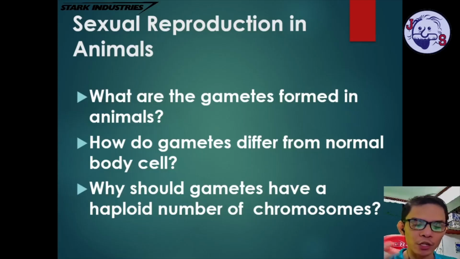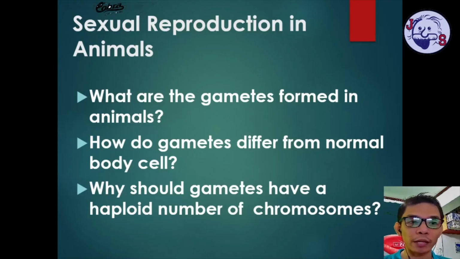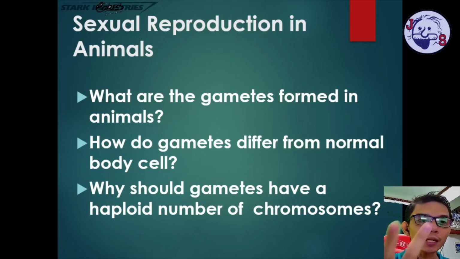So if a human body has 46 chromosomes, it should stay that way. Nothing more, nothing less. That is the reason why the gametes always have a haploid number of chromosomes. The second reason is that during fertilization, these two haploids will meet together to form one complete number of chromosomes, and that will be the zygote, and that zygote will become a new organism that contains the complete set of chromosomes.